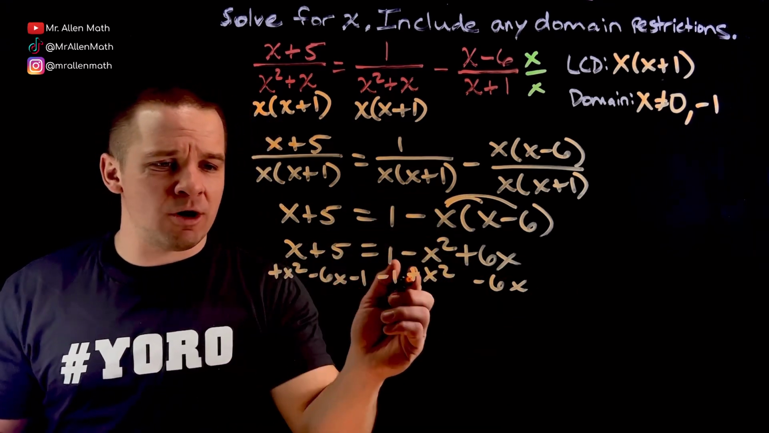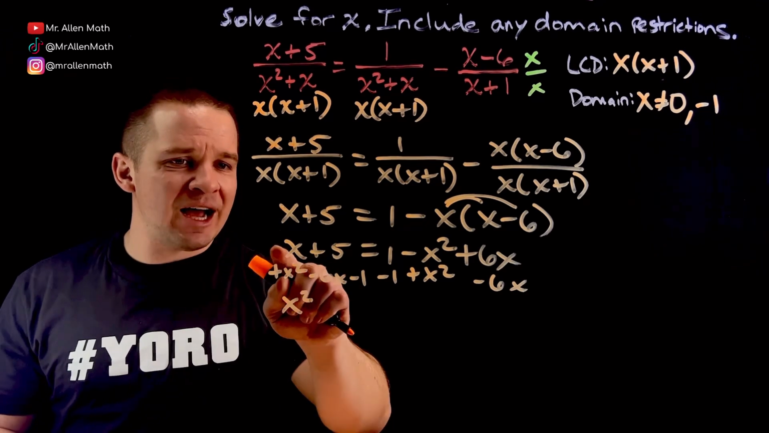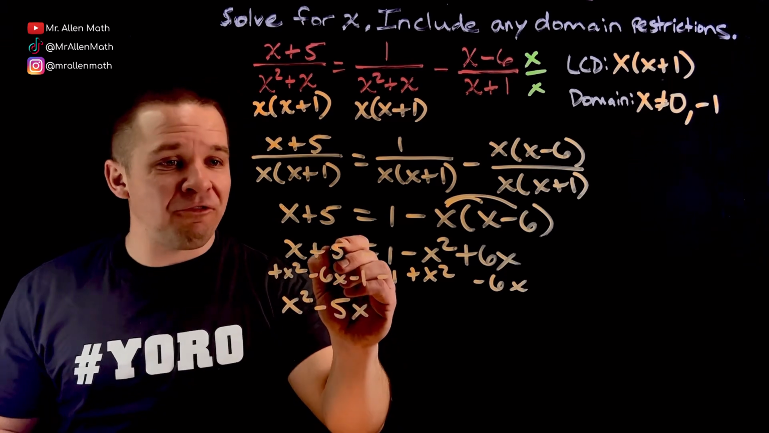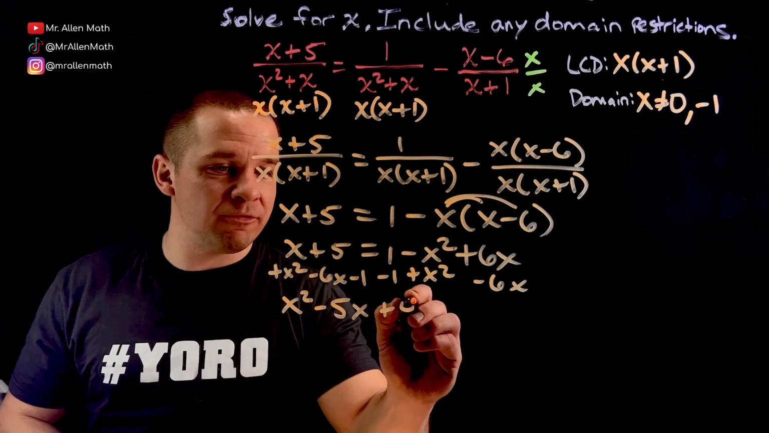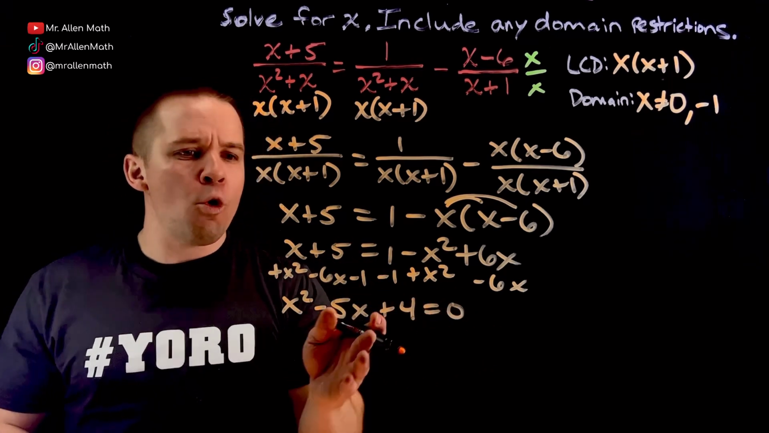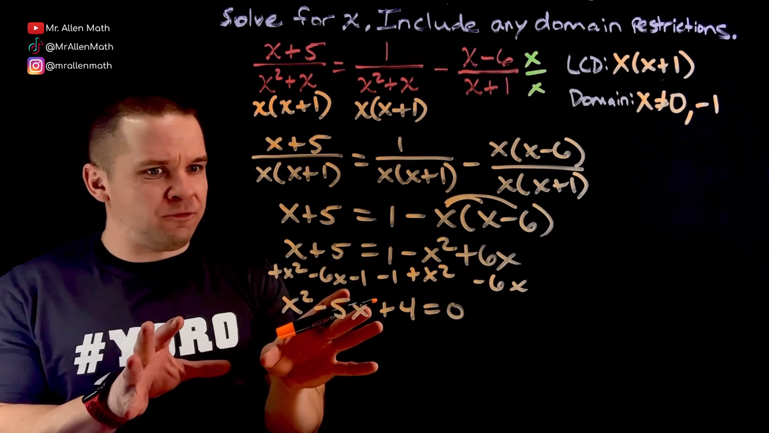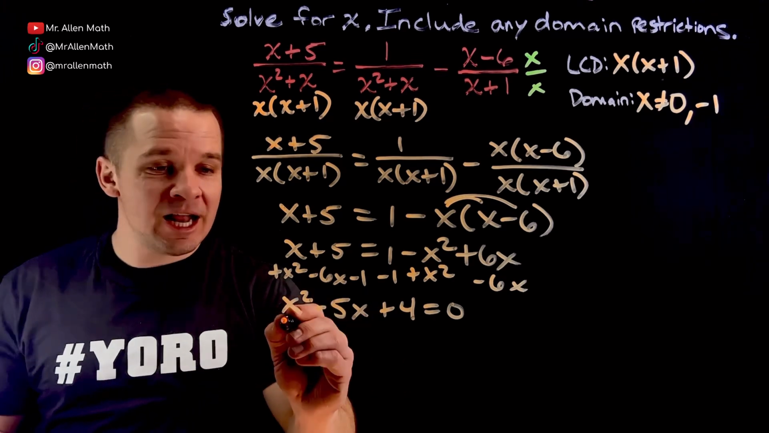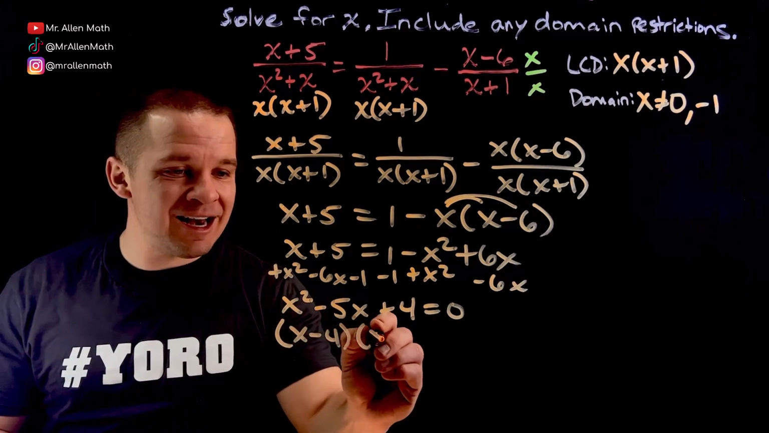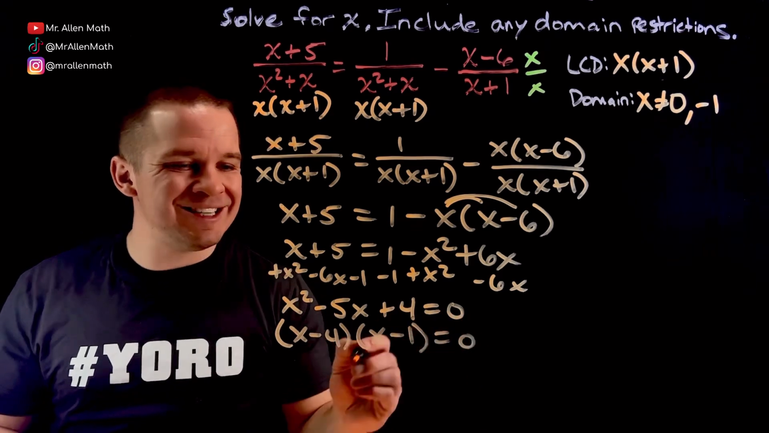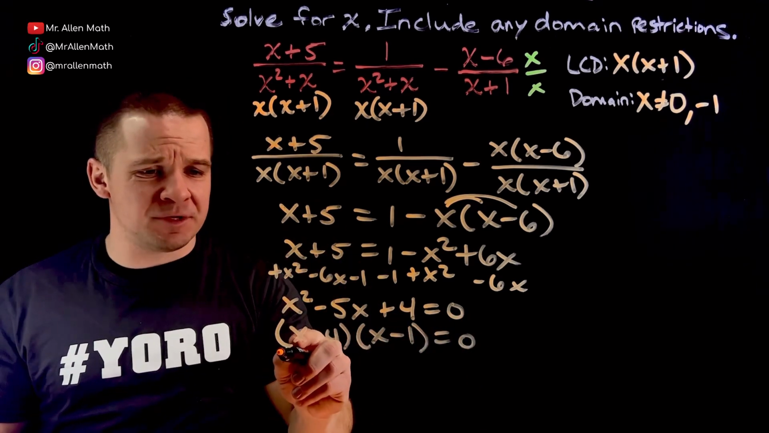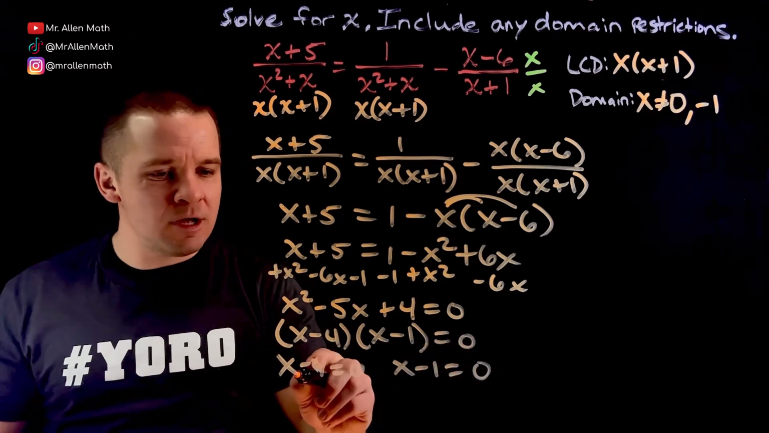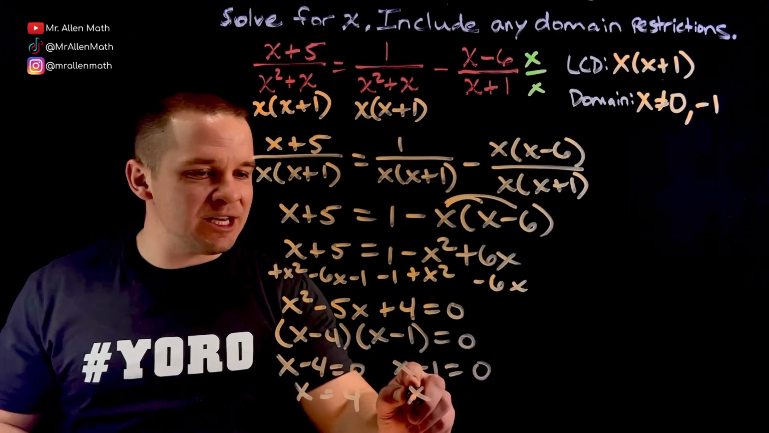So if I add x squared over, I'm going to have x squared. I've got x minus 6x, that's negative 5x. And I have 5 minus 1, which gives me positive 4 equals 0. Now, this might look a little more familiar. What multiplies to 4 and adds to negative 5? Well, that's going to be negative 4 and negative 1. Now I can set my two factors equal to 0. x minus 4 equals 0, x minus 1 equals 0. So I get x equals 4, and I get x equals positive 1.